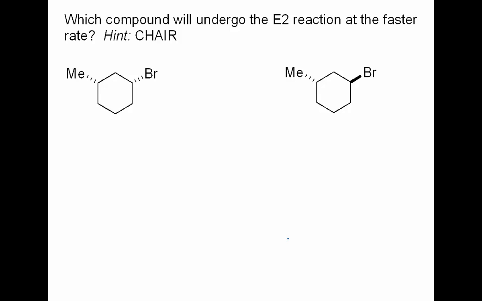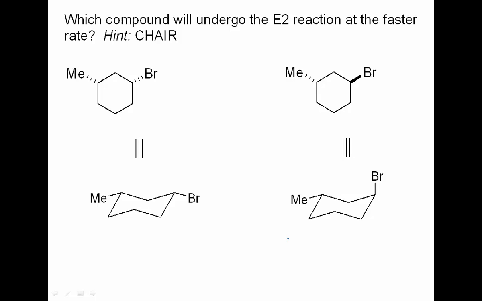Okay, this is a very classical type of problem here. Which compound will undergo the E2 reaction at the faster rate? And this word here, chair, is a very valuable hint as to what the answer is. It's kind of like the experimental proof of the Ingold hypothesis. Okay, so you should pause this and answer the question, and then we'll see if you got the answer correct. All right, so let's draw these in their chair form.